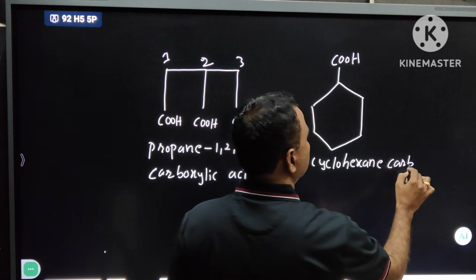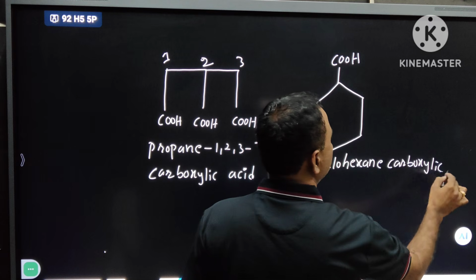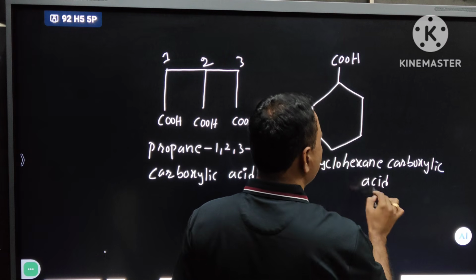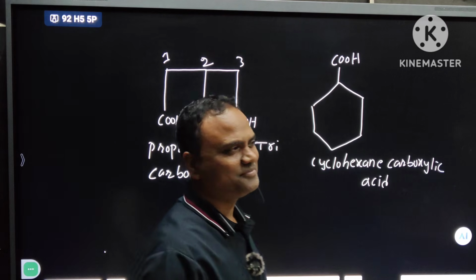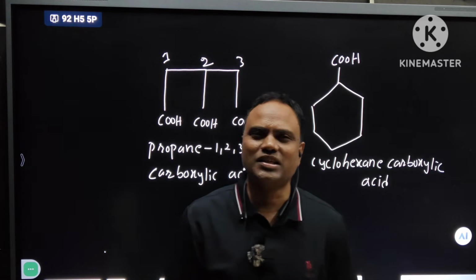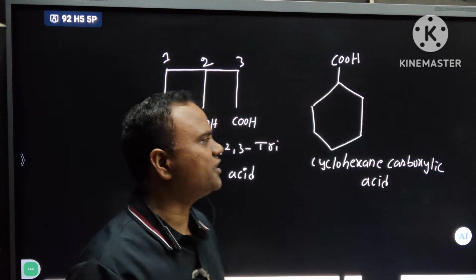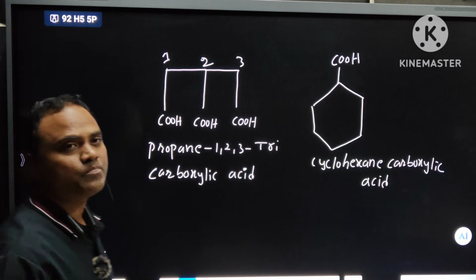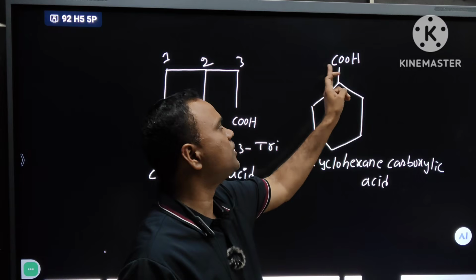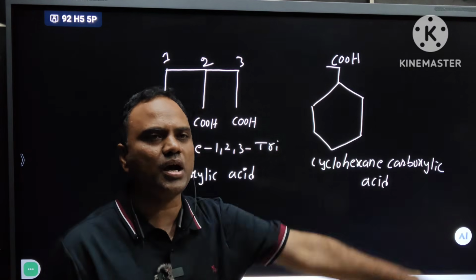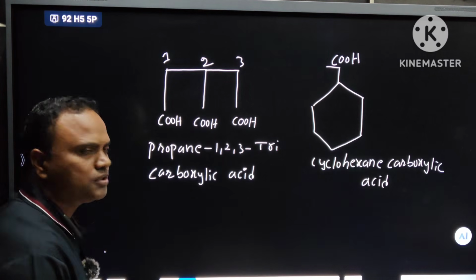Cyclohexane carboxylic acid. Cyclohexanoic acid is wrong answer. Asma? Correct. Cyclohexane carboxylic acid, because in the ring, the carbon is not included. Which carbon? The functional group carbon. So the special name is carboxylic. Okay, right.